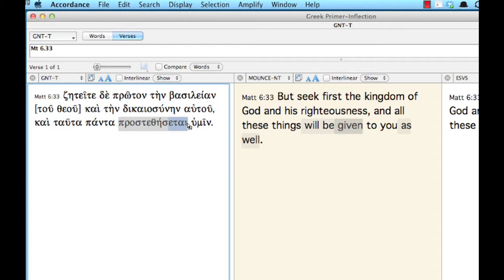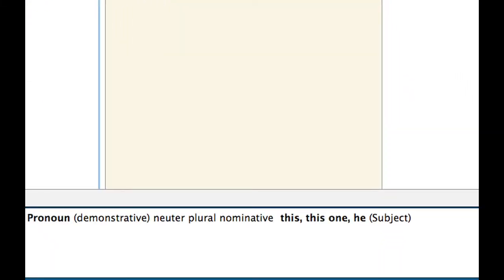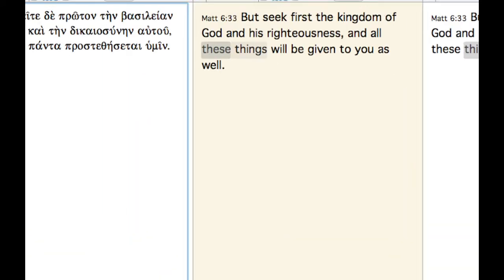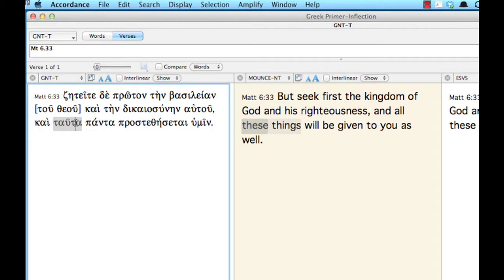What will be given? Well, what's the subject? Well, the subject is tauta, because you'll notice that tauta is, well, this is interesting, isn't it? It is a nominative, but it's a nominative plural. And you go, wait a minute, prostethesetai is singular, tauta is plural. Tauta can't be the subject of the verb then. This gives me the opportunity to emphasize something that is very, very important.